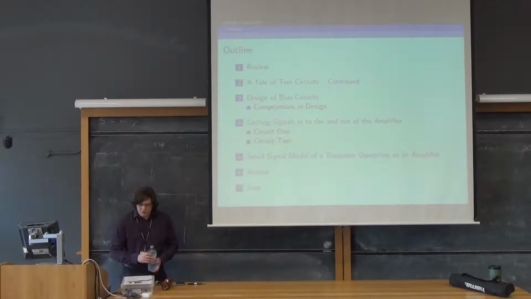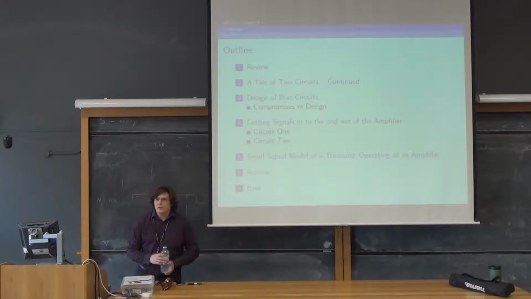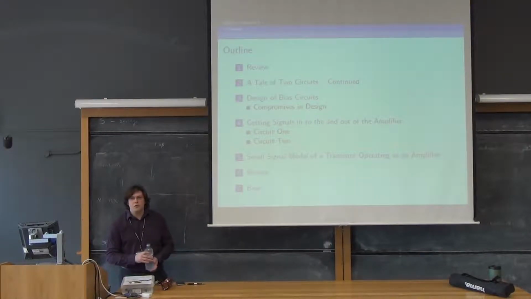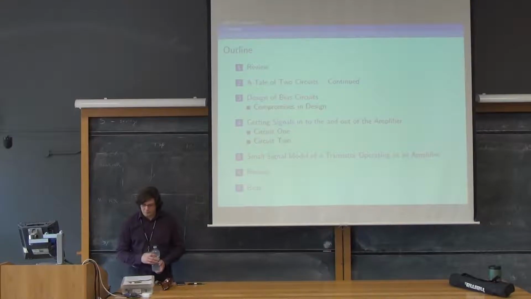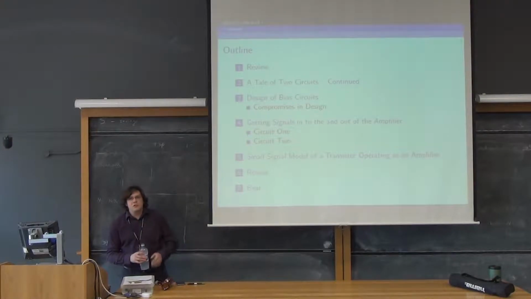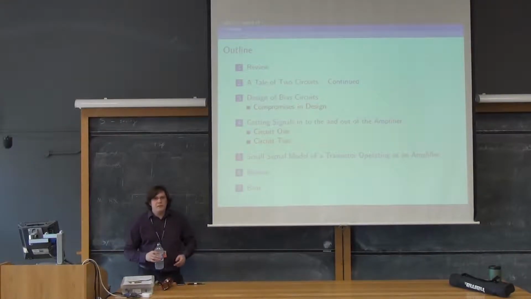After that we went on to describe, well, I started on describing two biasing circuits, and we went through the first one on the chalkboard by way of an example. And we also said that the terms that are dealt with in biasing the transistor can be completely removed from equations that describe its gain, that's to say its small signal gain.